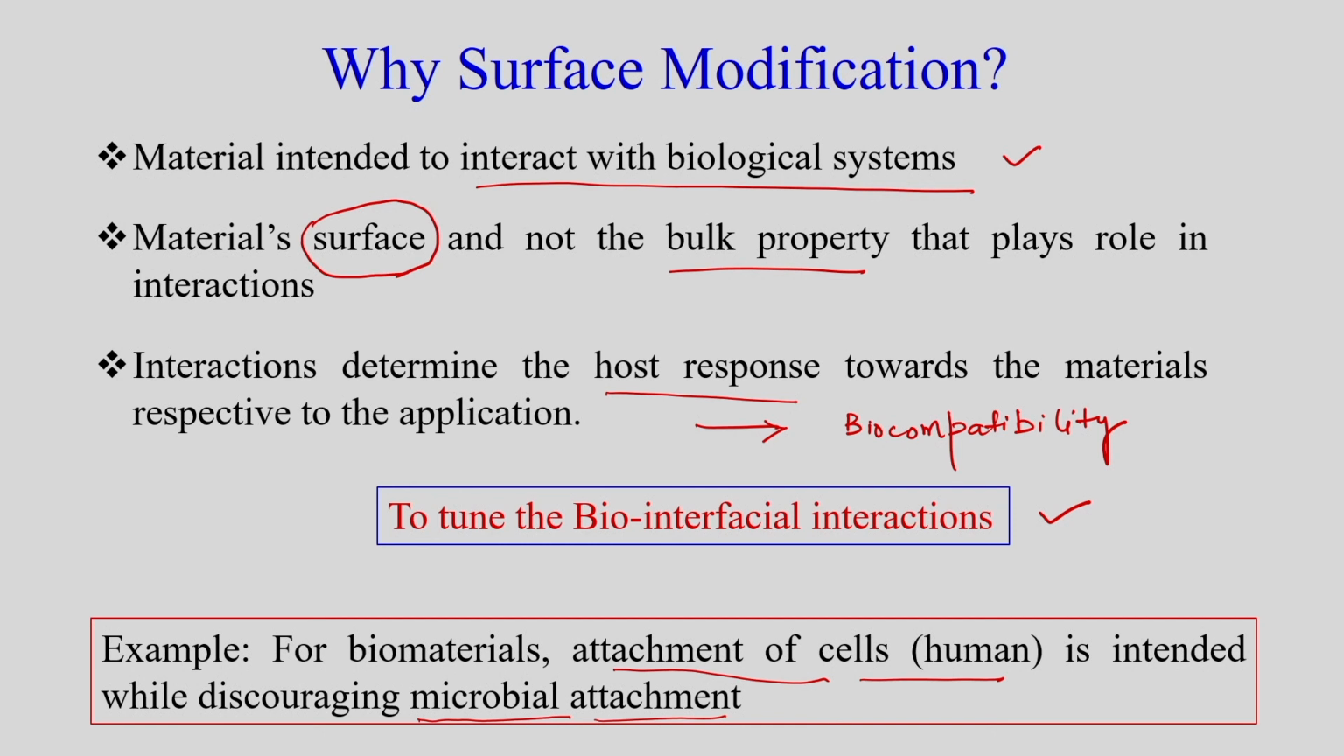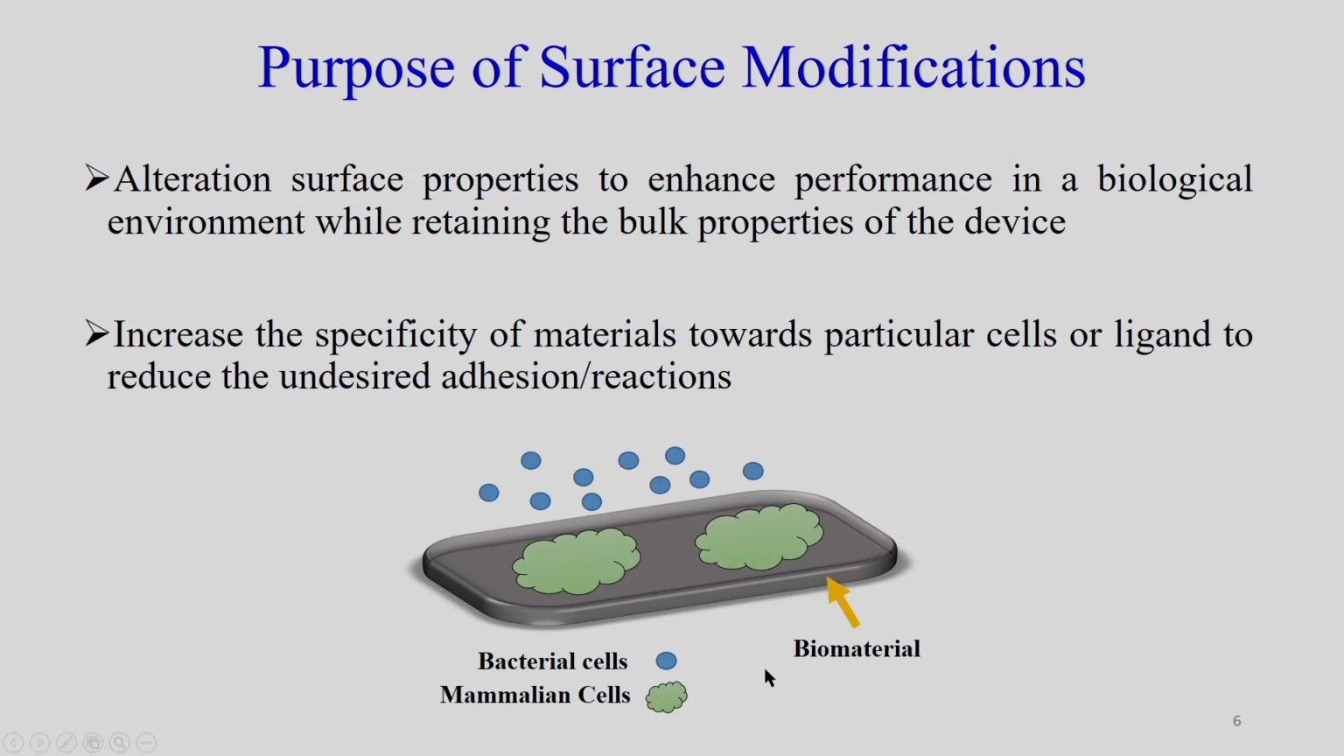So, this is just one example where we have to modify the surface in such a way as to promote the desired interactions, and at the same time restrict the undesired interactions. Now, we can summarize the purpose of surface modifications. If you modify the surface, you are going to alter the surface property in order to enhance the performance in a biological environment.